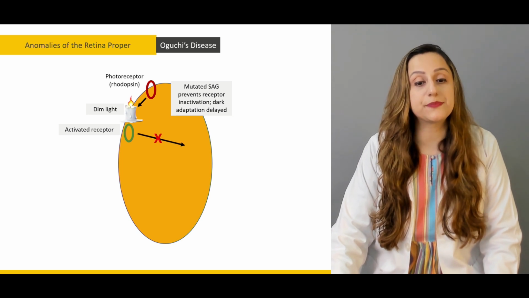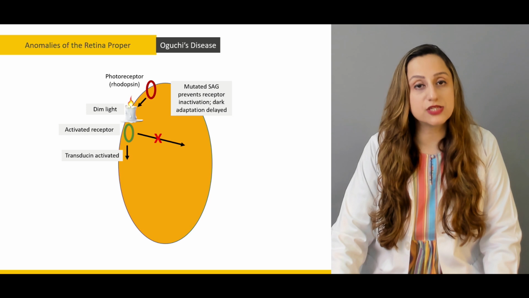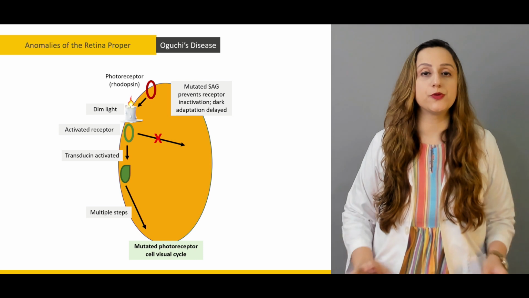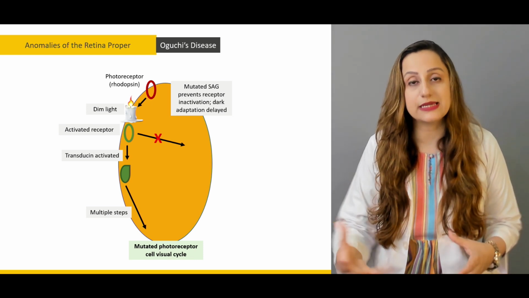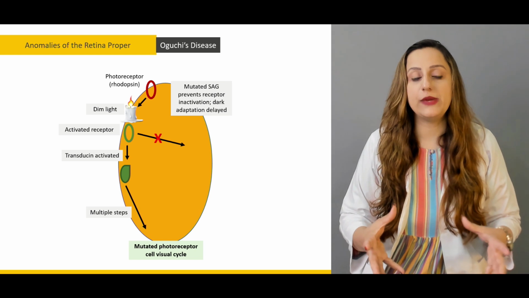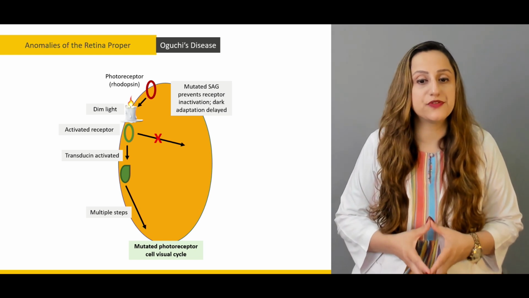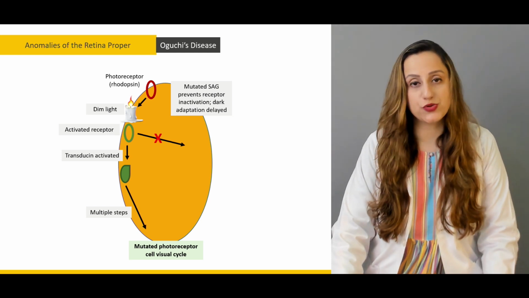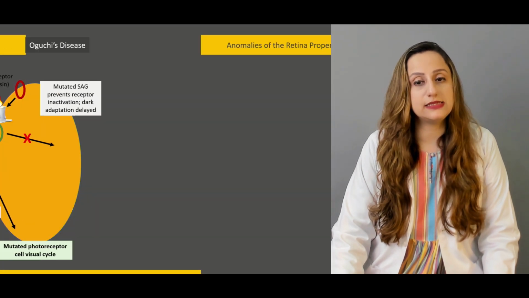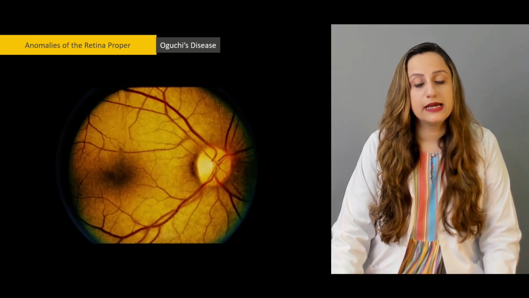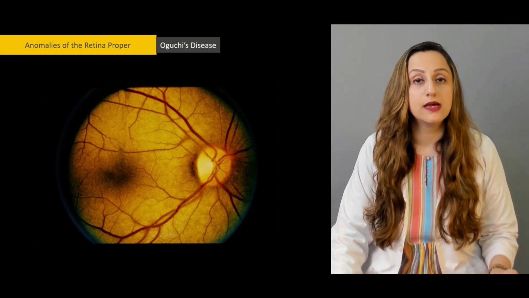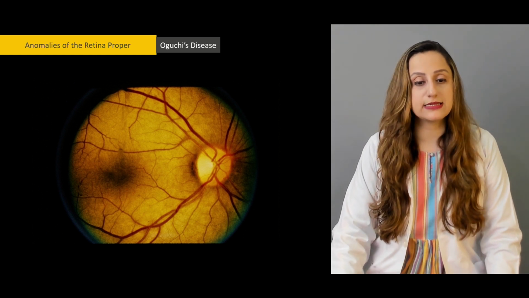There are the activated receptors, and then we have the transducin that is activated. And finally, there are multiple steps that are responsible for the perception of the dim light. In Oguchi's disease, we have the mutated SAG that is preventing the inactivation of the perception of the dim light, and we have the mutated photoreceptor visual cycle in these individuals. Again, you will be able to see the Oguchi's disease. You have this photoreceptor rhodopsin. The genetic mutation for this is seen in these individuals.